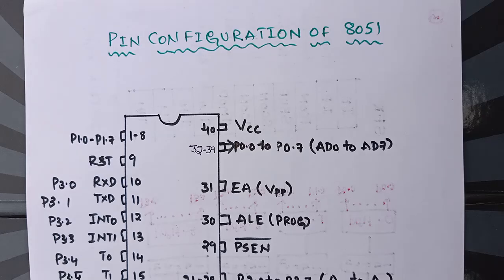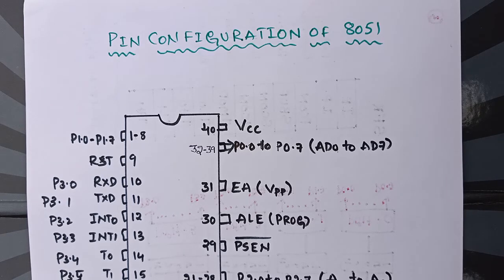Hi everyone, welcome back to lecture 3 in the course on microcontrollers. In the last two lectures we discussed the overview of the 8051 microcontroller and the architecture of 8051 with some internal components of 8051. In this lecture we are going to discuss the remaining internal components of 8051 and the pin configuration of 8051.